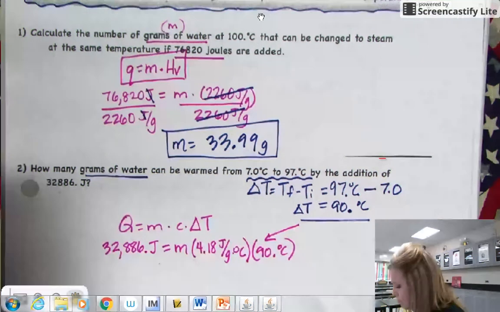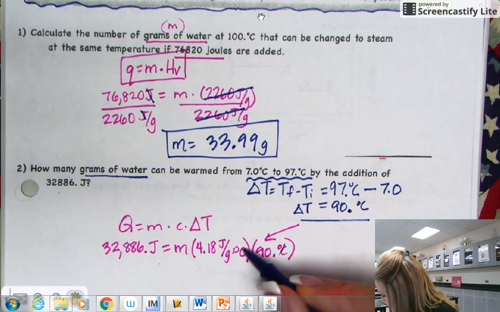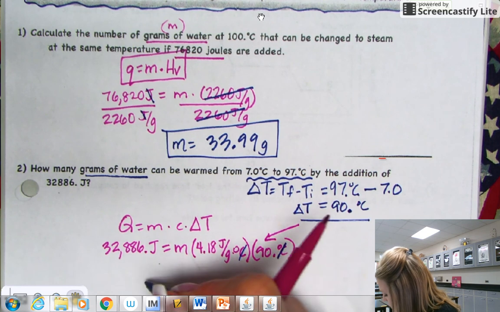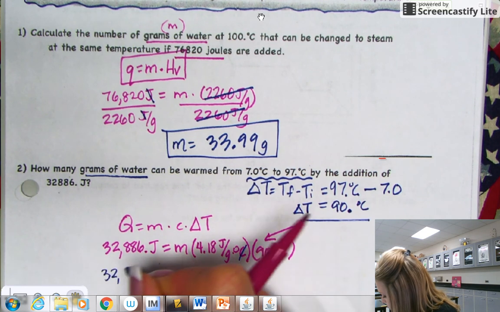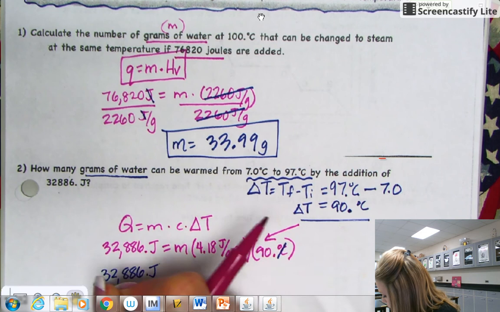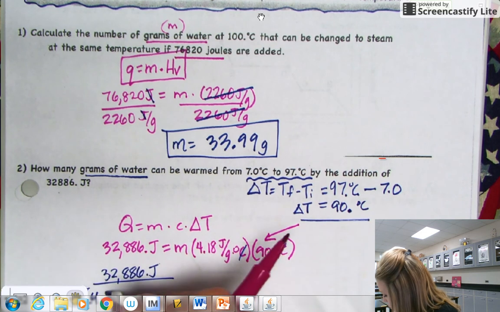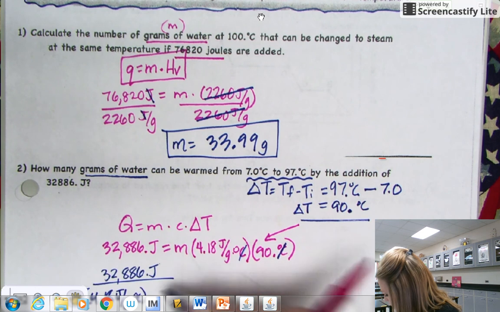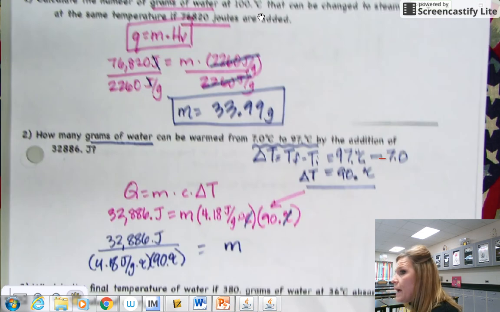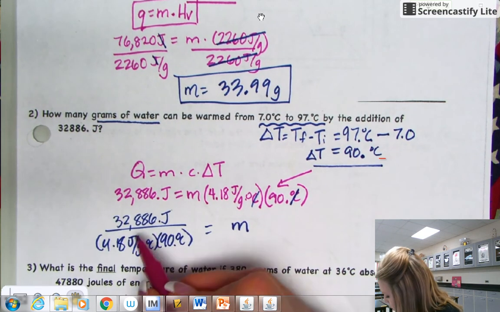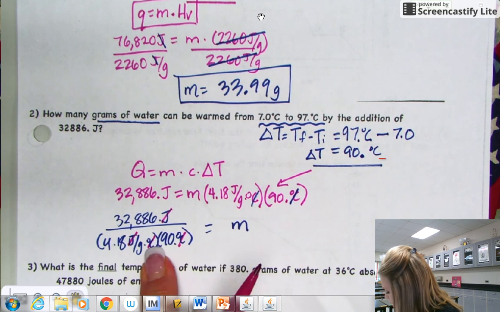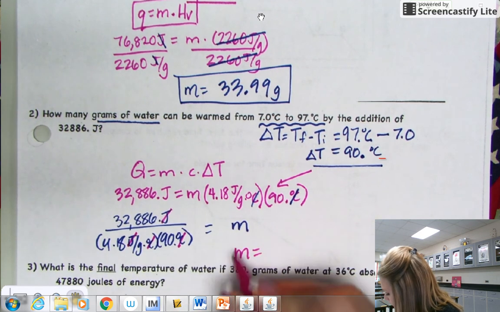Now watch your units. On this side, the Celsius temperatures cancel. Now to isolate our variable here, we're going to have to rearrange, and that's going to give you 32,886 joules divided by 4.18 joule per gram degree Celsius and divided by 90 degrees Celsius. And that will isolate your mass. Again, what's your unit? Joules divide out, Celsius divides out, so you're left with a unit of grams. So we end up with our mass.